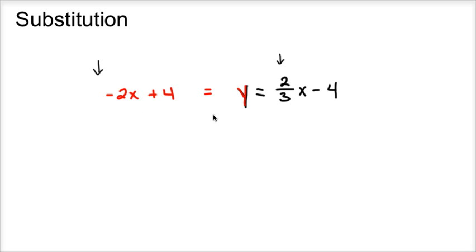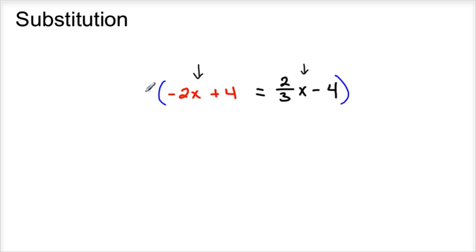Since they're both equal to y, we can take these two equations and set them equal to each other. And this will help us find what x-coordinate they both have at that one particular intersection. So let's solve this equation for x. If you want to clear your fractions here, you can multiply through by 3. You get negative 6x plus 12 equals 2x minus 12.